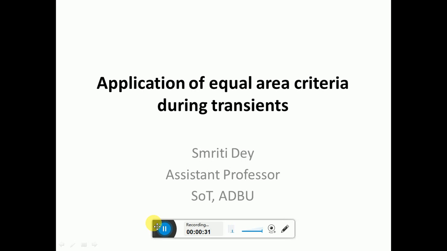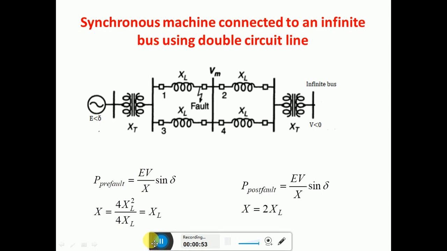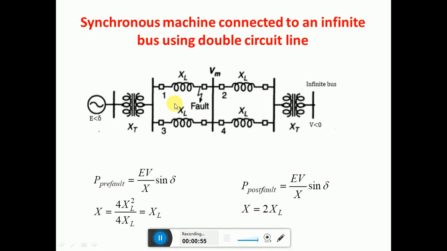Now, how the equal area criteria can be applied to find out the stability during fault conditions, that we will discuss in this lecture. So initially, a fault is considered for one line in this double circuit line.